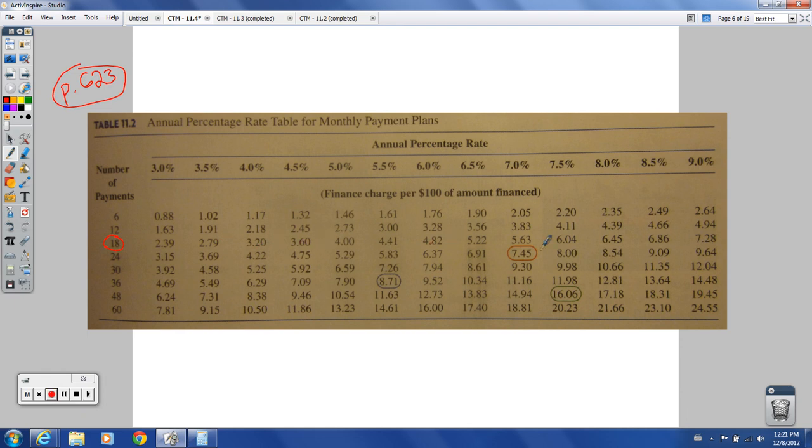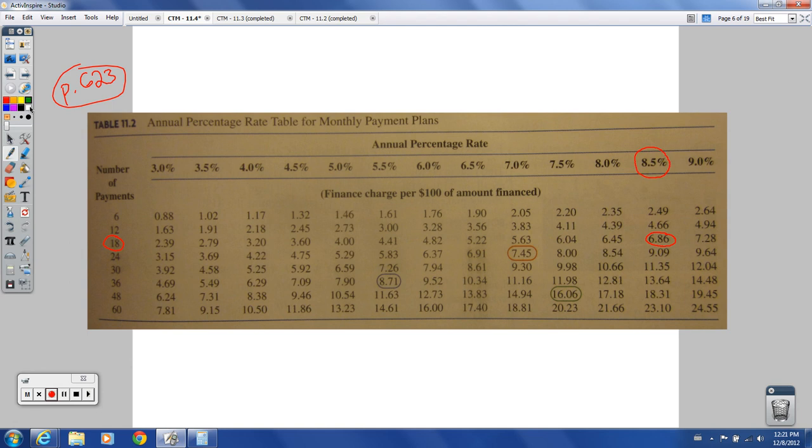So what's that closest to? Is that closer to 6.45 or 6.86? Closer to 6.86. That's a difference of 0.11 instead of a difference of 0.30. So that would be closest. We're rounding to the nearest 0.5% of APR. That would match up with 8.5%.